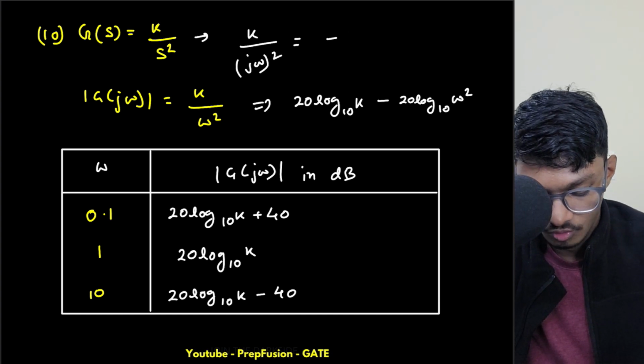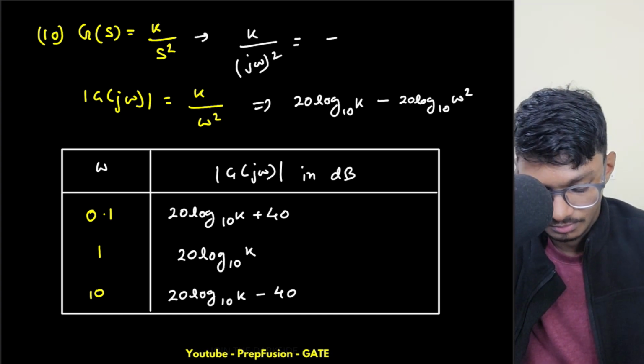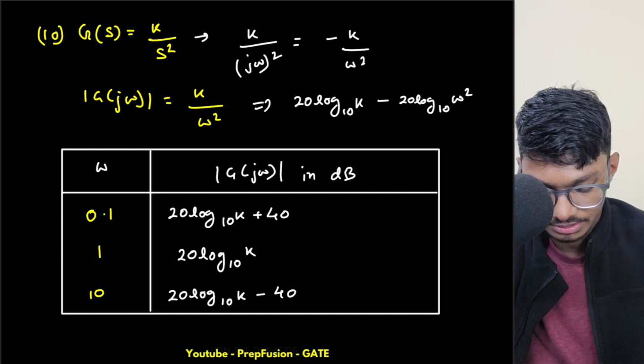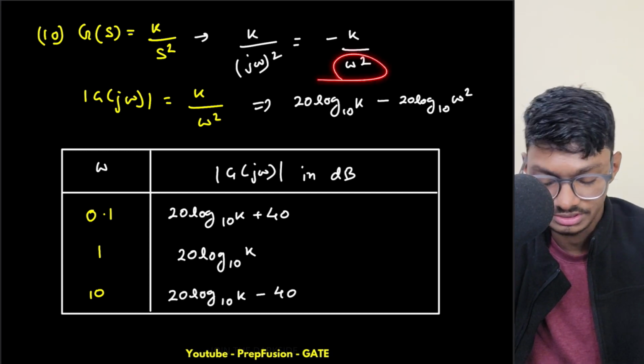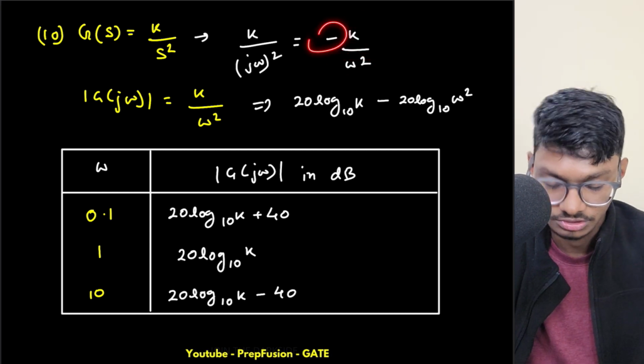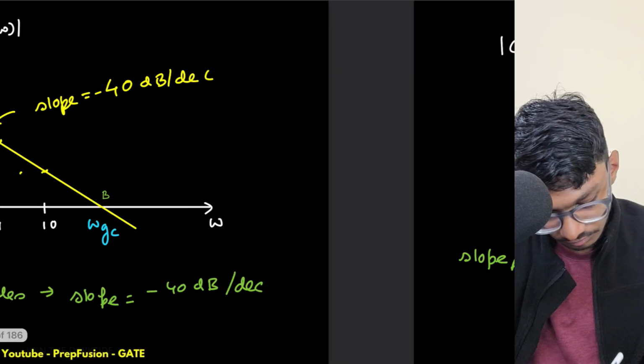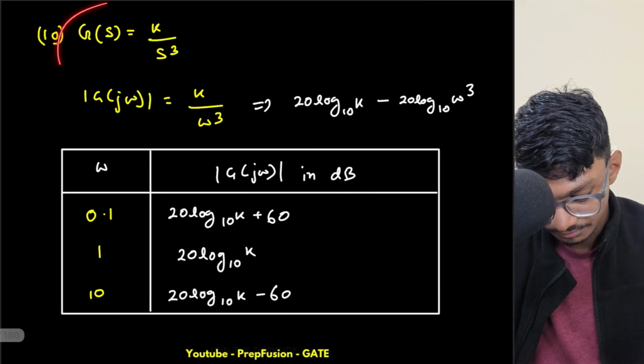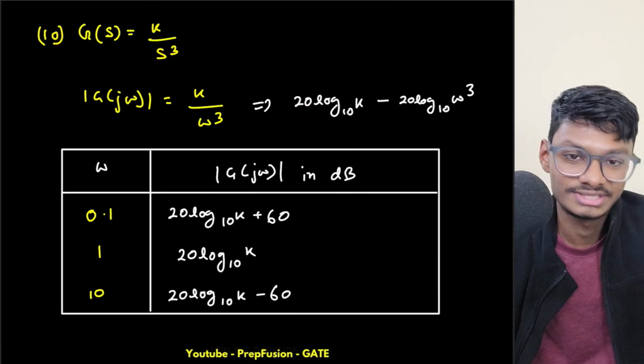So phase is always minus 180 degrees. Okay. This omega square is real, this k is real, so everything is real. So this is always minus 180 degrees. Here, what is my phase? Can you tell me what is my phase here?